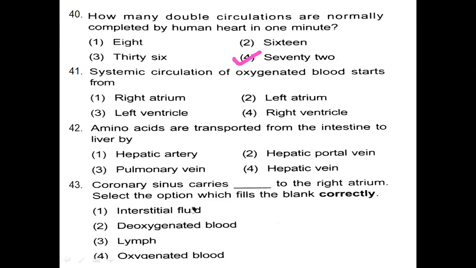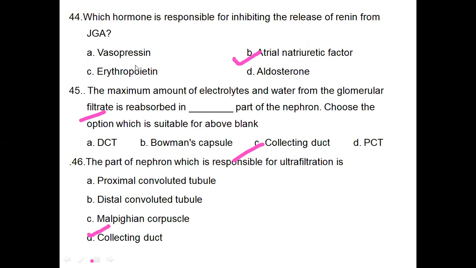Systemic circulation of oxygenated blood starts from the left ventricle. Ammonia that is transported from intestine to liver by the hepatic portal vein. Coronary sinuses carry dash to the right atrium. Select the option which fills the blank correctly. Coronary sinuses carry deoxygenated blood to the right atrium.